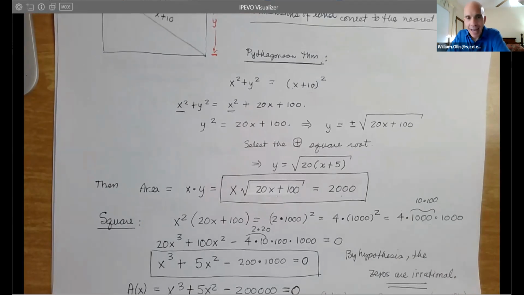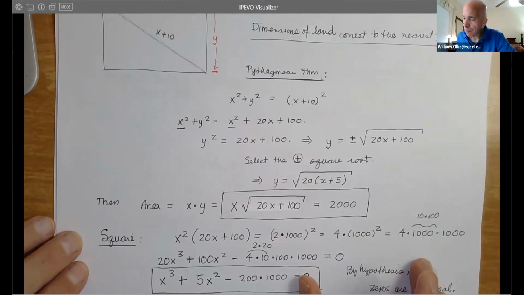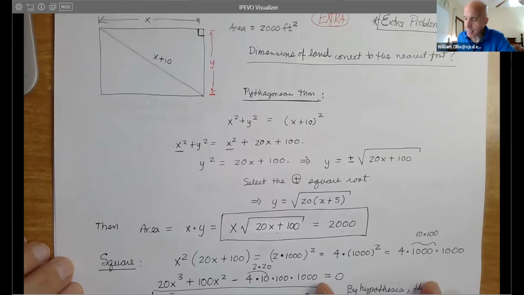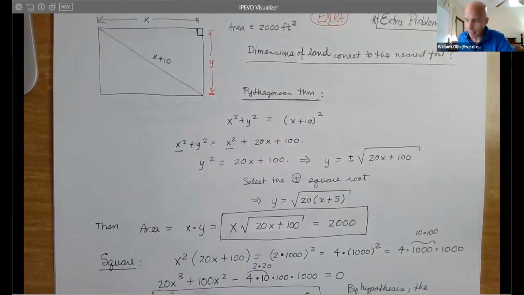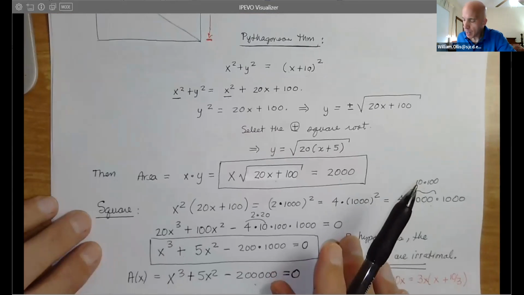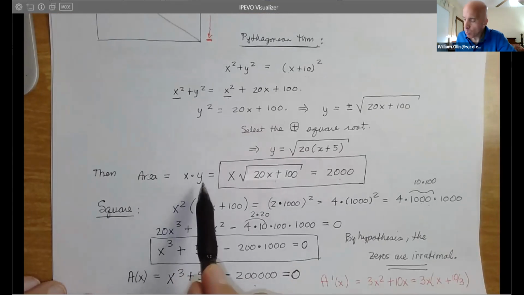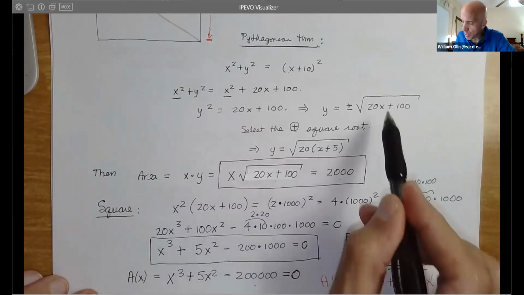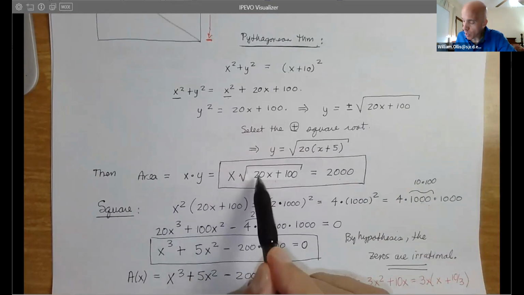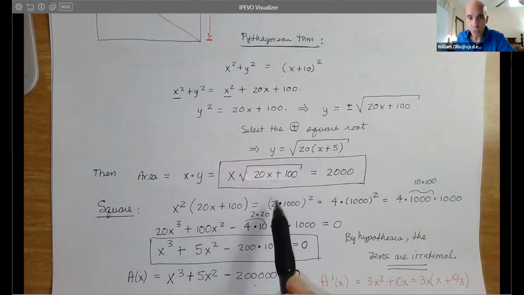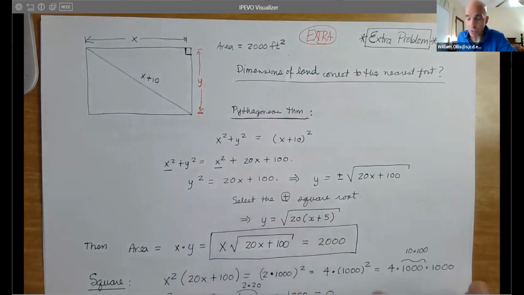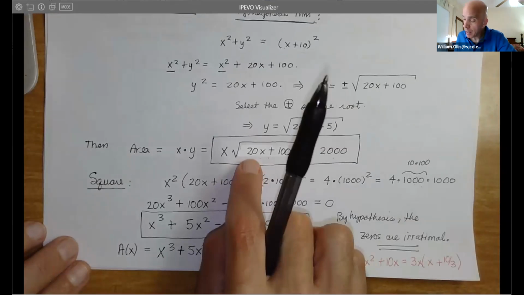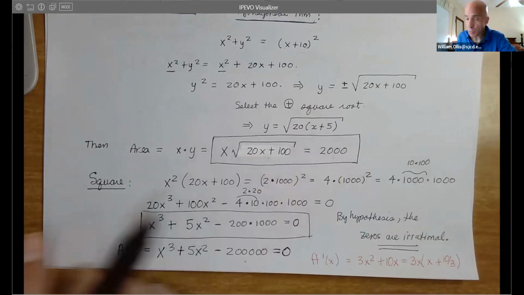So now, how does this help us out? Well, then I asked the attendees, how do we find the area of a rectangle? Well, they knew that, length times width. So the area, which we could just call A of x, will just be x times y. Well, the x is x, but now the y is just this expression here, the positive. So we have x times the square root of 20x plus 100. But that is equal to the area that's given, 2,000 square feet. So we have this expression equals 2,000.